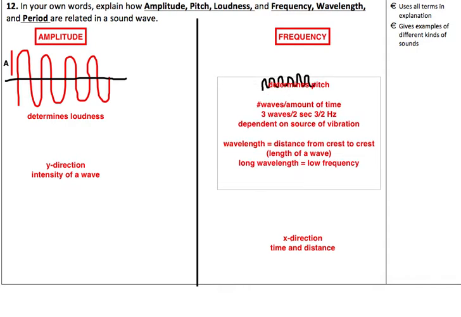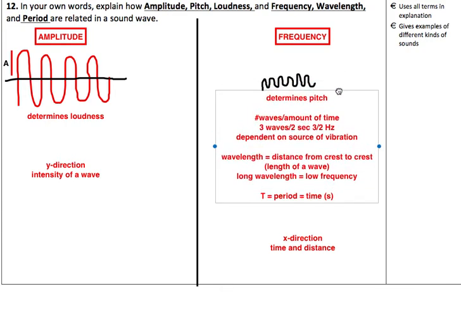Let's move on to period. Period is just an amount of time. So usually measured in seconds. We use a capital T as a variable. That should help you remember that it's a measure of time. Okay, so let me move this down.